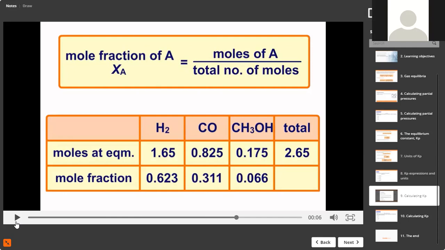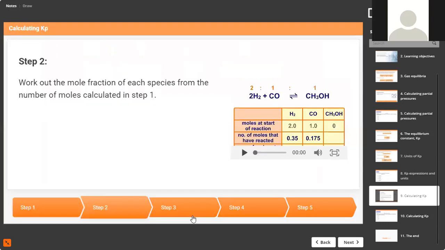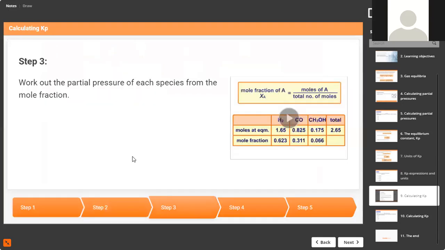So first step, we've worked out how many moles at equilibrium. Second step, we work out our mole fractions. Now what we're going to do is step 3. In step 3, we're going to now work out our partial pressure of each species from our mole fractions. So this is where it's a bit different because we're dealing with gases.